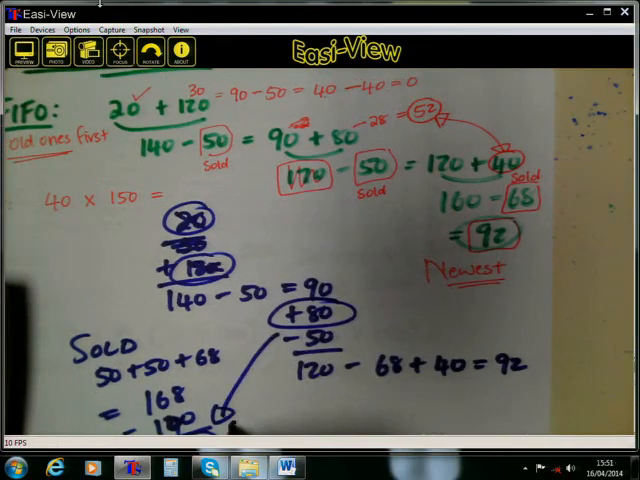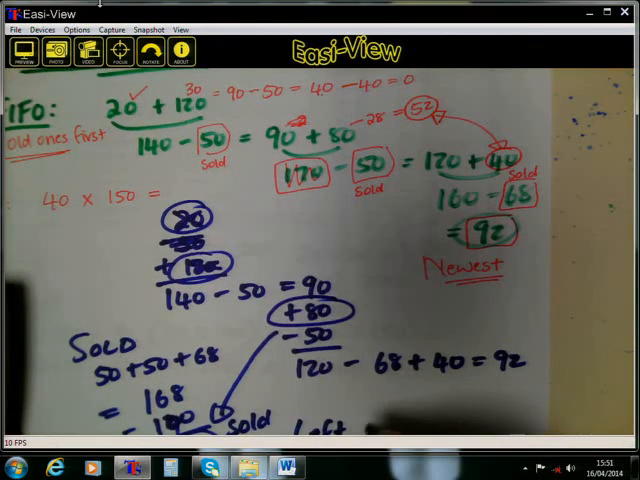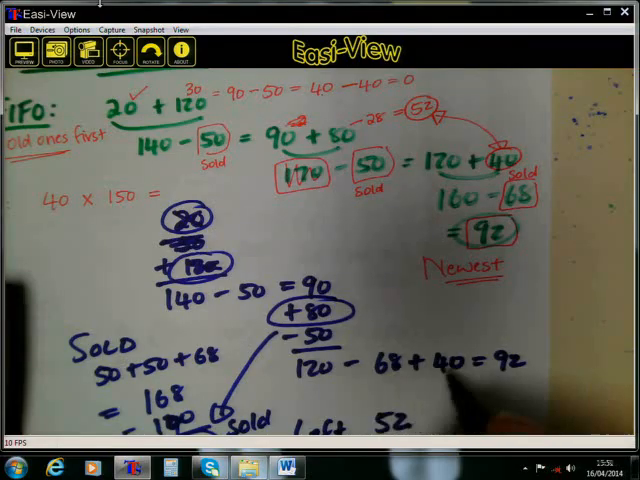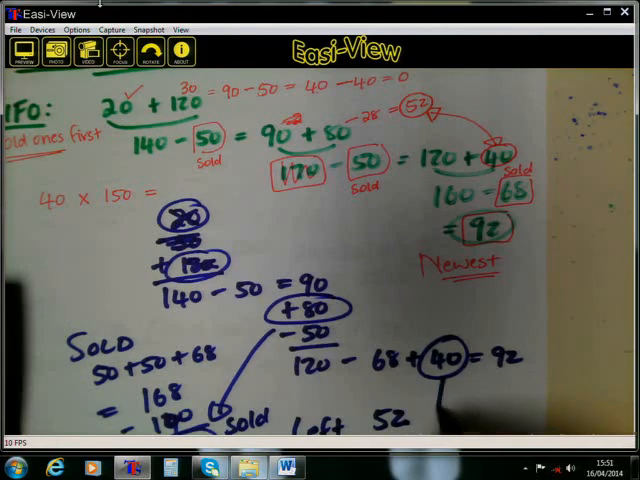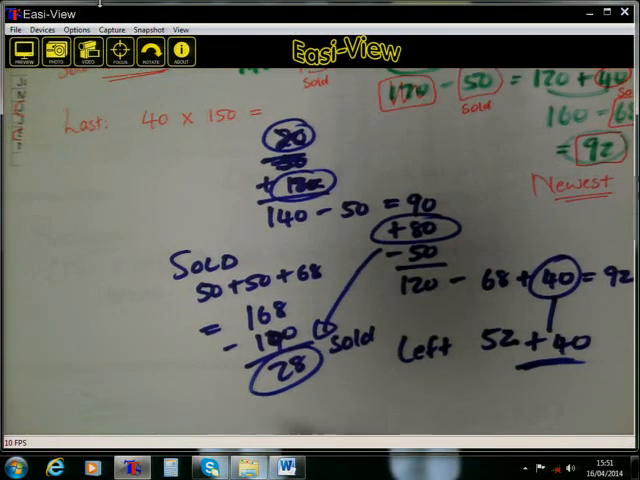So if you only sold 28, what is left? 80 minus 28 gives you the 52, and then also the new ones are left, plus the 40. Okay, but we're not going to do that. What we are going to do is this.